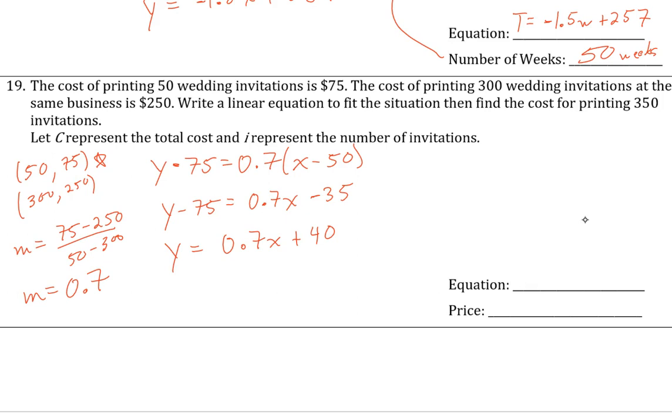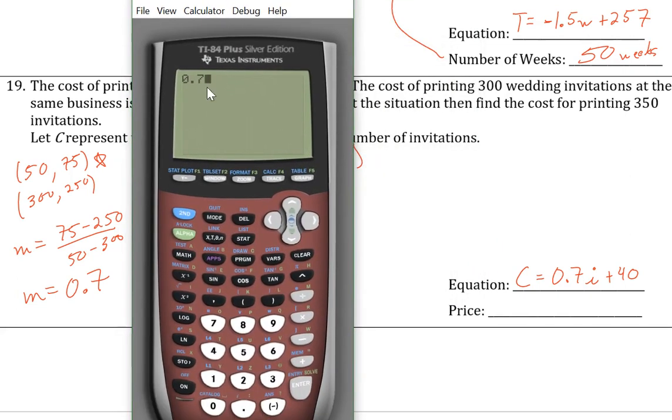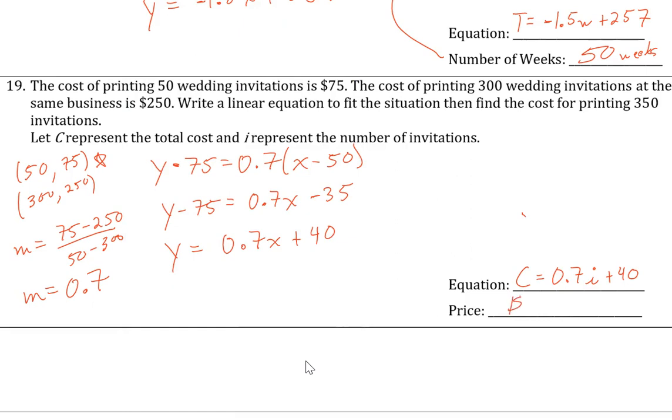So our equation here, we want C, 0.7, they used I, and then plus 40. And then the price we're looking at here is for 350 invitations. So I would just plug that in for X. So what that gives me is 0.7 times 350, and then plus 40. So 285. So our price would be $285.